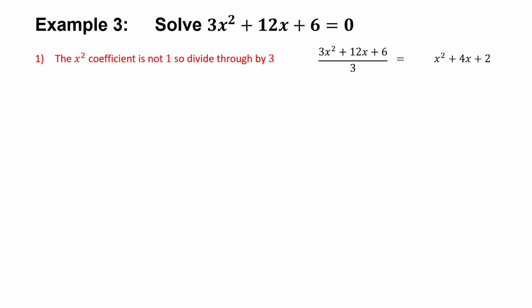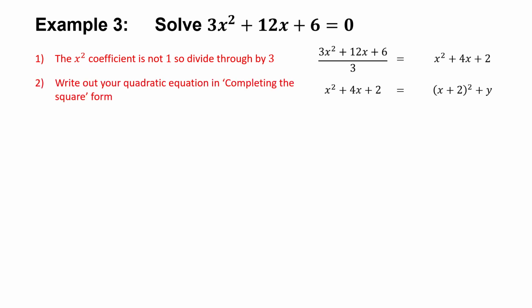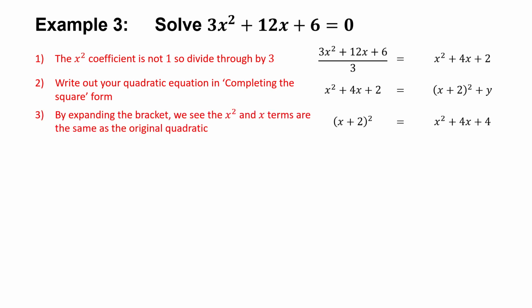So to do this, well, we have a 3 in front of the x squared term, so we need to divide through by 3. When we do this, we get x² + 4x + 2. And now it's in this form, we can actually use completing the square form. So we're going to write out this bracket, which is half of the x term. So this is half of 4, which is 2. So we have (x + 2)² + y. If we expand this bracket, we get x² + 4x + 4.